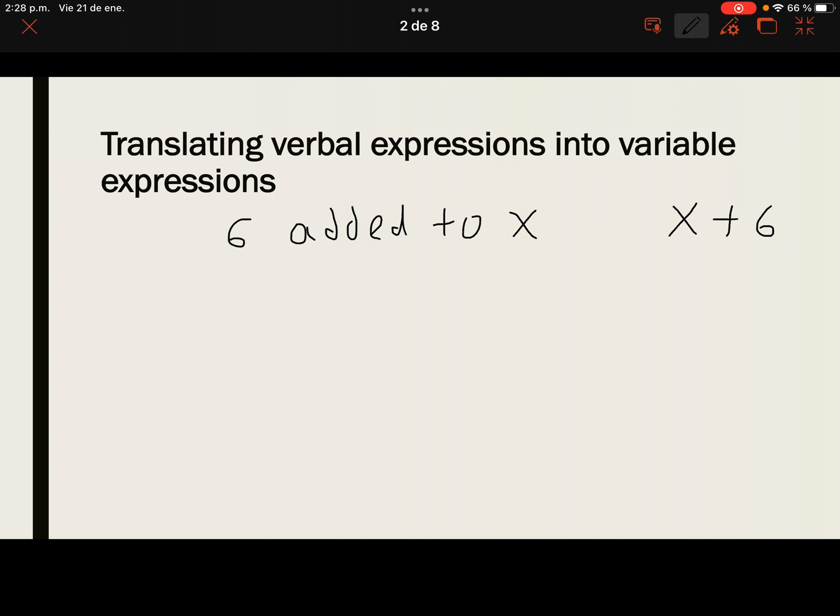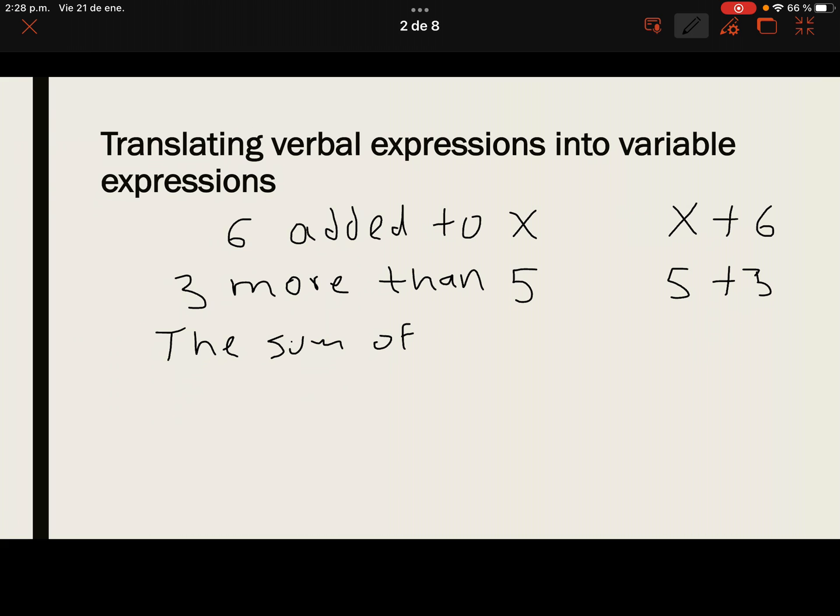The next keyword is "more than." For example, 3 more than 5 means we have 5 and we are adding 3 more. Next keyword is "sum of." For example, the sum of x and y means x plus y.